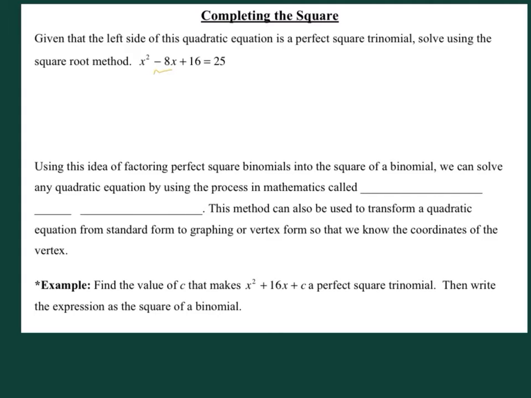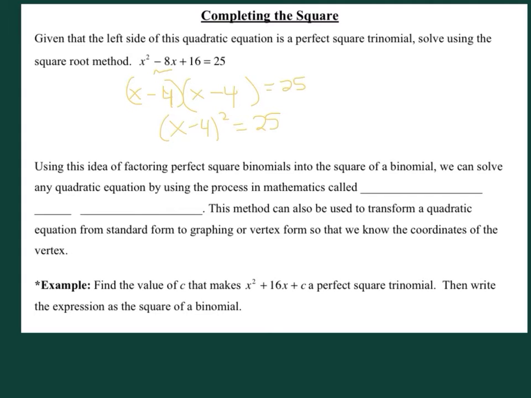So here's our first intro example. Given that the left side of this equation is a perfect square trinomial, solve using the square root method. So we're going to factor this left-hand side. I know that x times x will give me x squared. I need to multiply to 16 but add to negative 8. So I want negative 4 and negative 4. Because it's x minus 4 times x minus 4, we can write it as x minus 4, the quantity squared. And that's what they meant by perfect square trinomial.